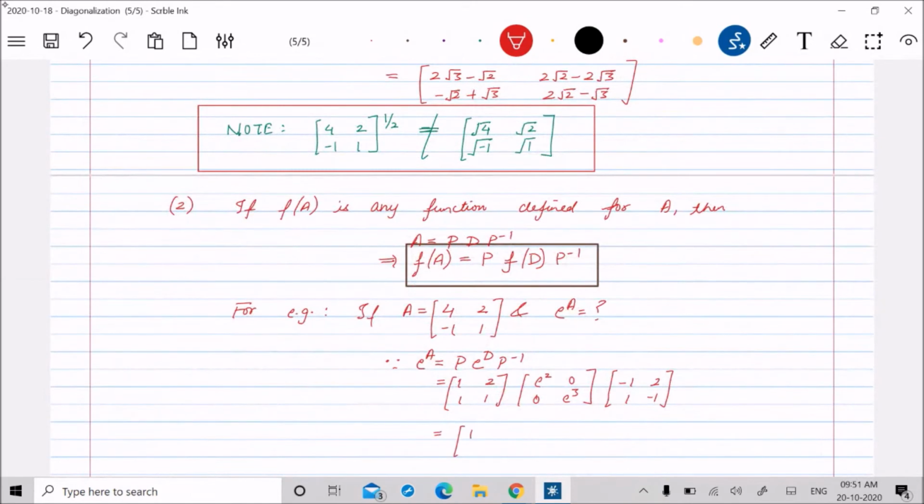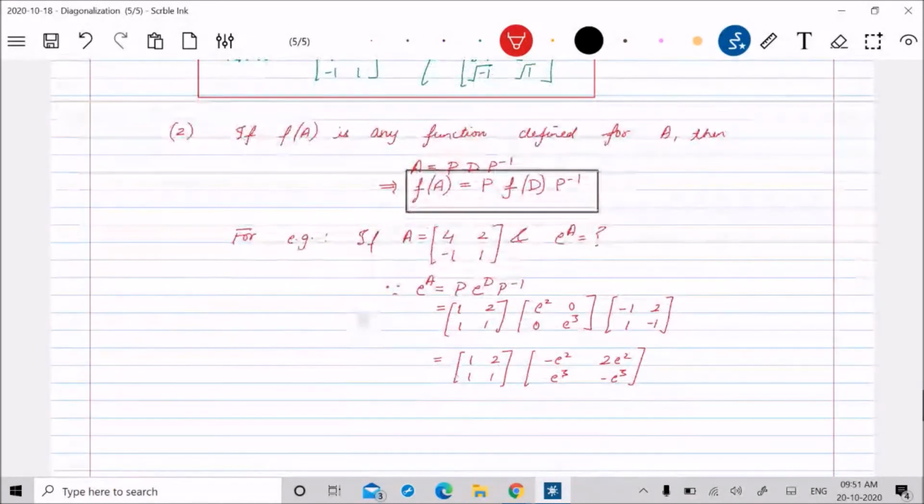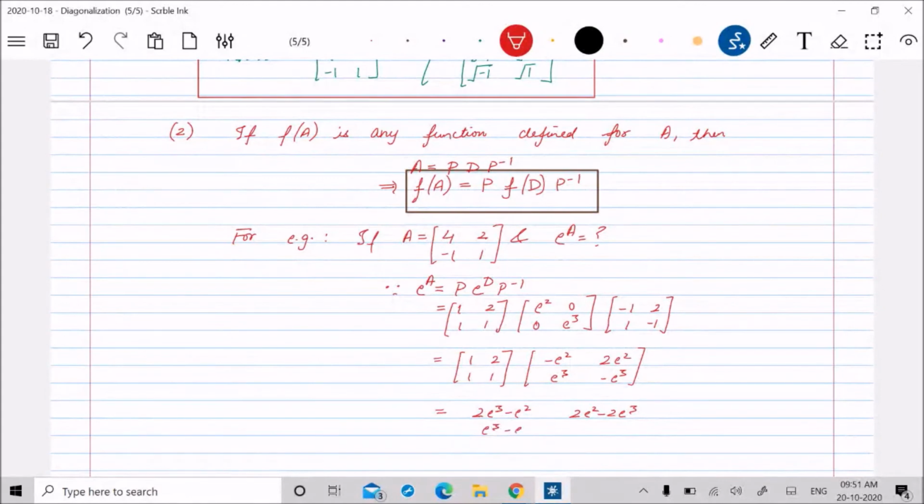Multiply them. 1, 2, 1, 1, and if you multiply these, we'll get e minus e square, and 2e square, e cube and minus e cube, I think, yeah. And now multiply these two, we'll get 2e cube minus e square, and that will be 2e square minus 2e cube, and this will be e cube minus e square and 2e square minus e cube. This is the value of e to the power A.